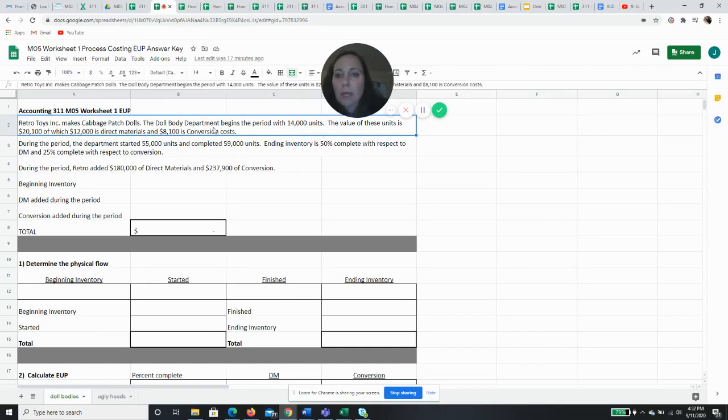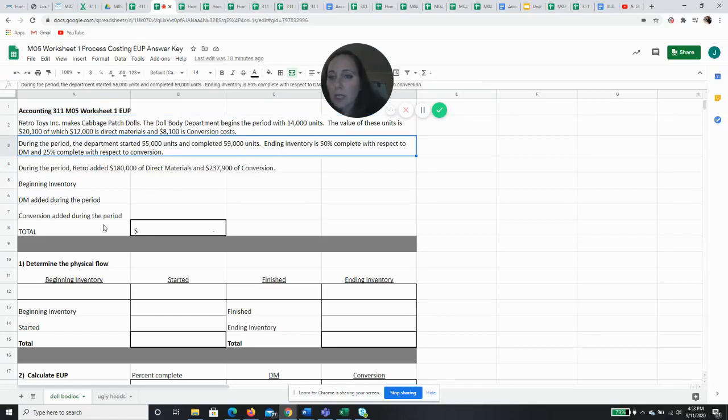So we are the doll body department, and we're going to begin this period with 14,000 units. The value of these units is, well, we don't care about the money quite yet. And then we have some more information about what we started and completed.